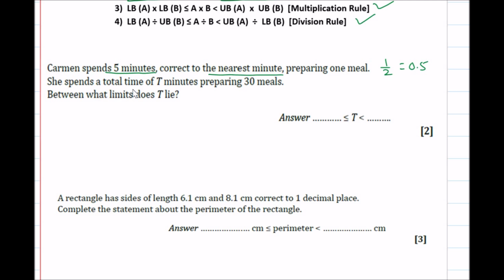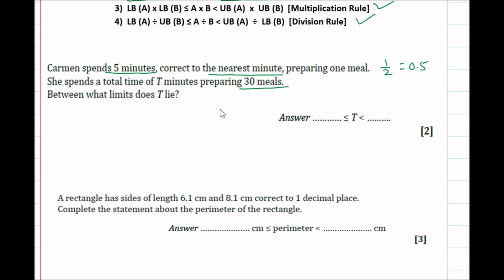Now she spends a total time of T minutes preparing 30 meals. This time we have for one meal, and she is preparing 30 meals. Between what limits does T lie? So you have to find the upper bound and lower bound for T. T is the time for 30 meals.